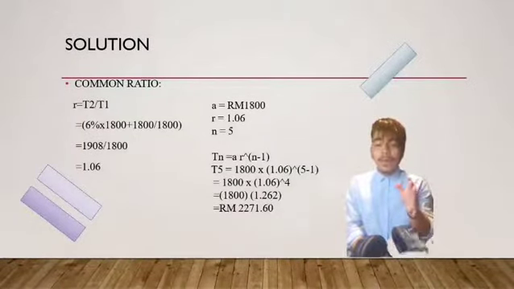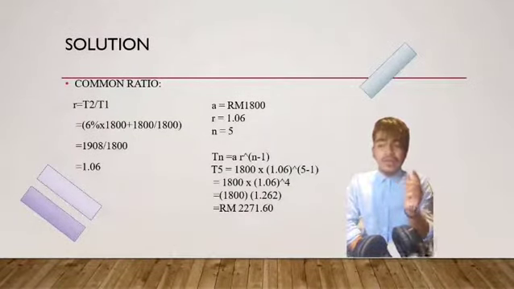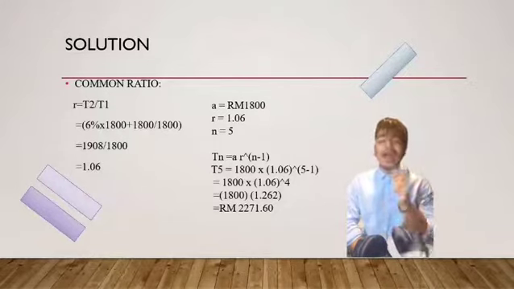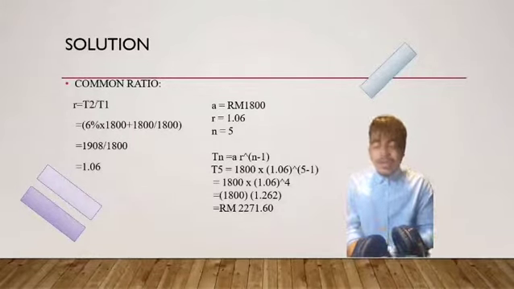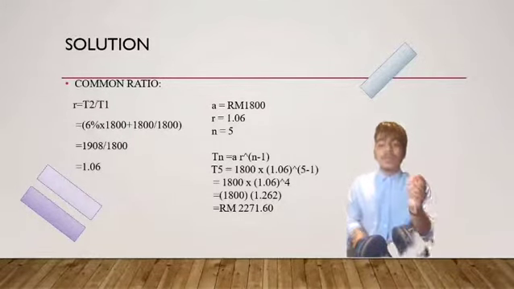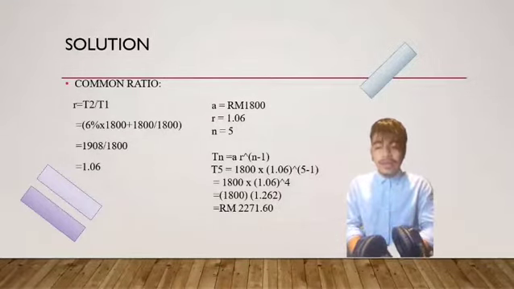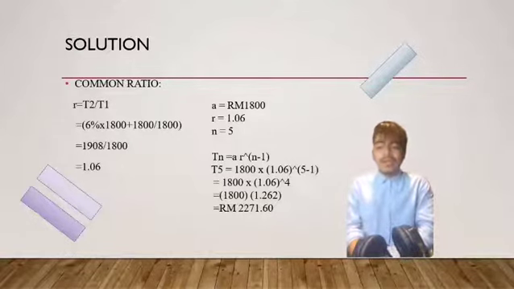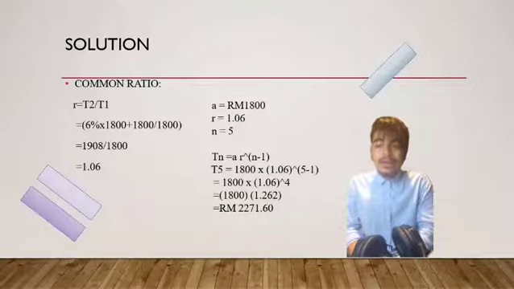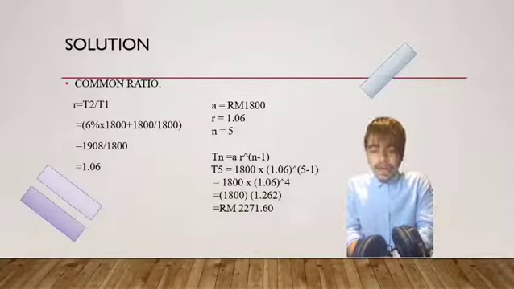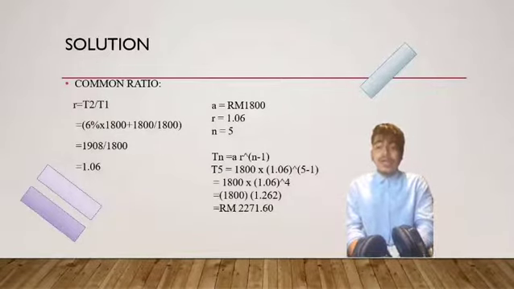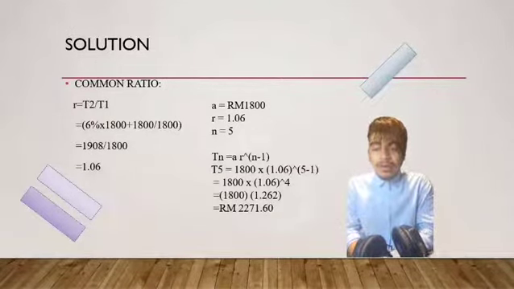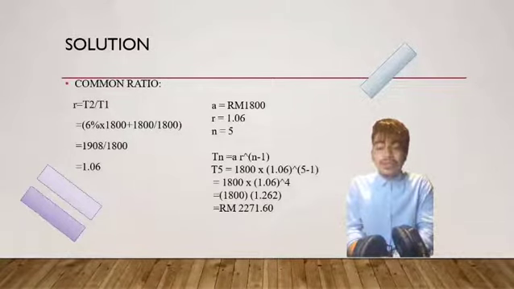Now, to solve the problem, we need to find the common ratio for the problem, R. By using the equation R equal to term 2 over term 1, where T1 is 1800 and T2 is 6% times 1800 plus 1800, we will get 1908 over 1800, and the result for the common ratio R is 1.06.